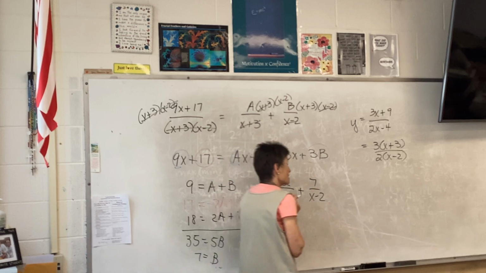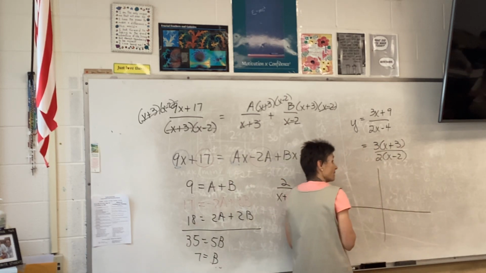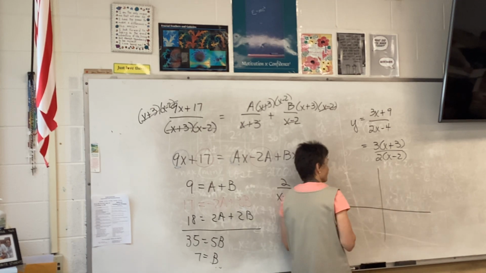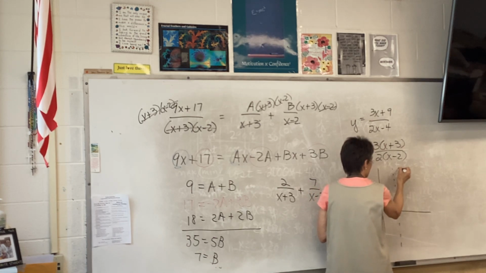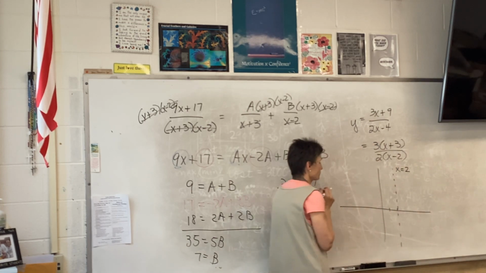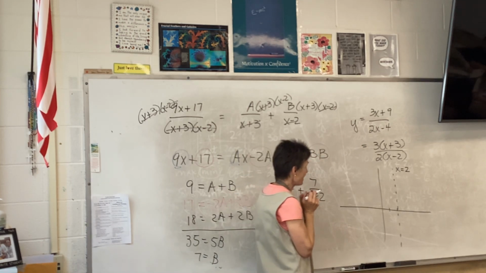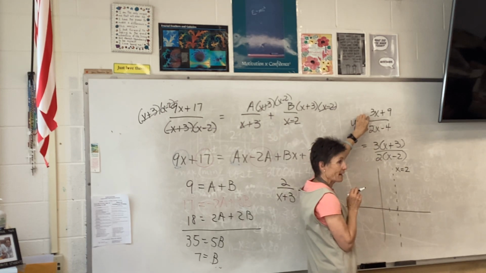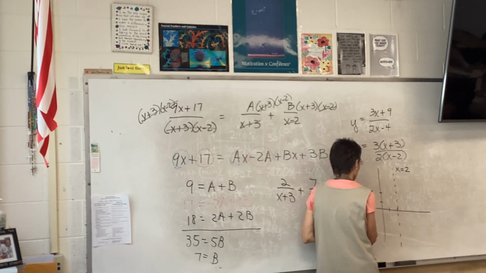Okay. However, it does show me where my vertical asymptote is. Where is my vertical asymptote? At 2. x equals 2. It might make it a little harder for you to see your horizontal asymptote. You might want to look back at the original. Your horizontal asymptote is 3 halves, y equals 3/2.